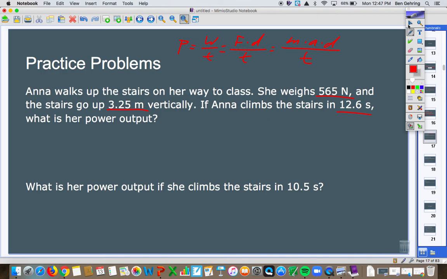If you want to pause now, I will change the screen and show you your answers so you can work through them, then check yourself, and we'll go from there. So here are your answers. The first one, her power output is 146 watts. And if she would climb them in 10.5 seconds, it would be 175 watts.